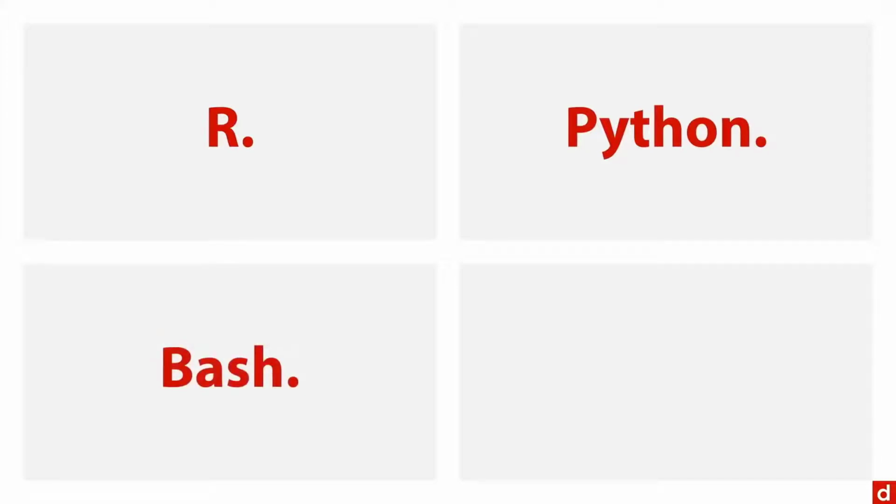Also, you can even do it in the very basic Bash command line interface. And there's a ton of other applications. Basically, anything can access an API one way or another. Now, I'd like to show you how this works in R.